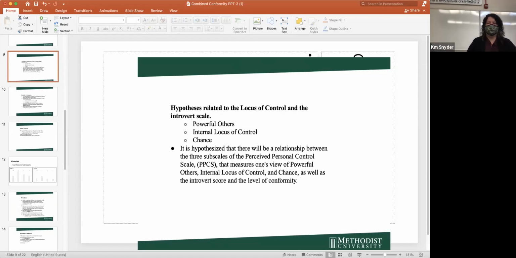Our hypothesis related to the locus of control and the introversion scale included these three additional factors: powerful others, internal locus of control, and chance. Our hypothesis is that there will be a relationship between the three subscales of the perceived personal control scales, which measure one's view of powerful others, internal locus of control, and chance, as well as the introversion score and level of conformity.